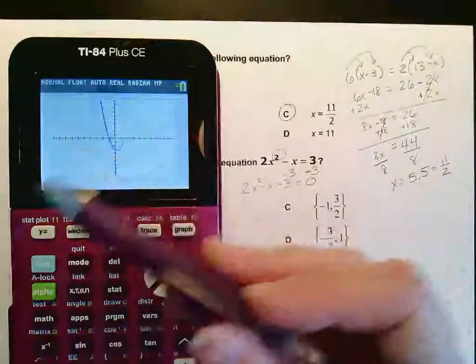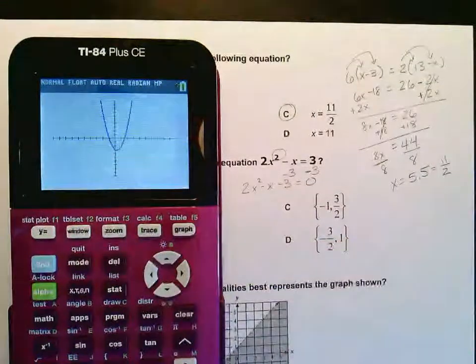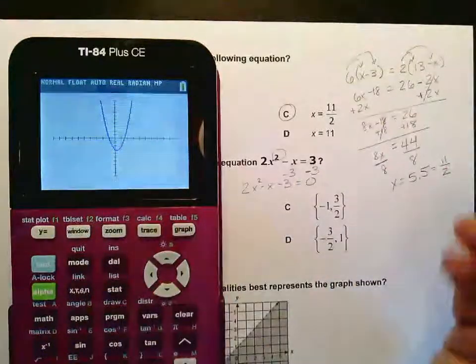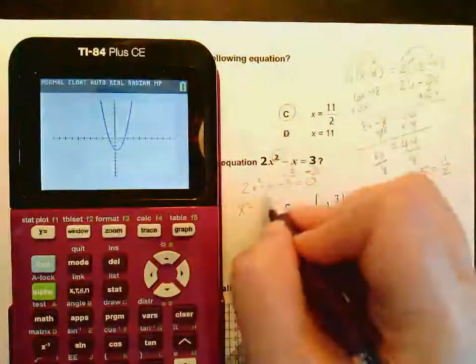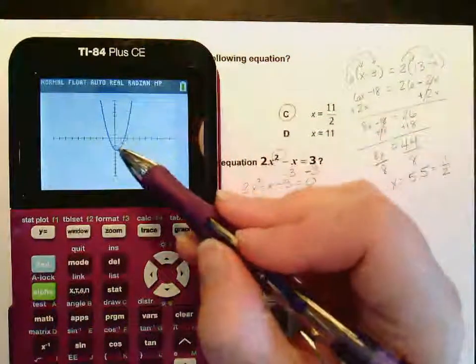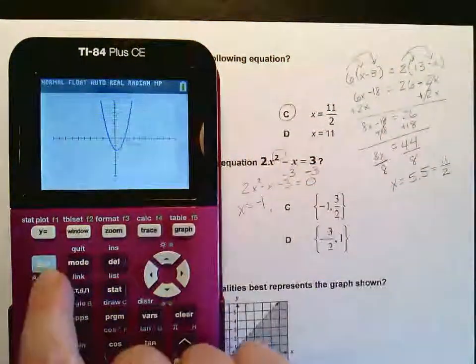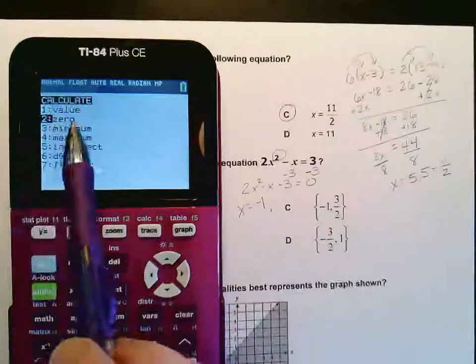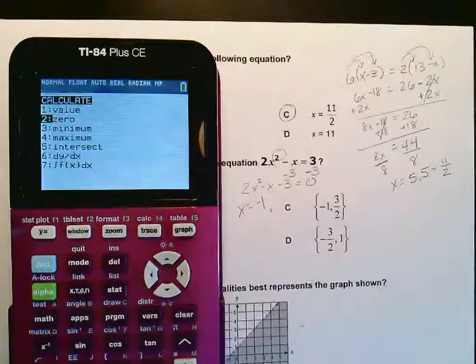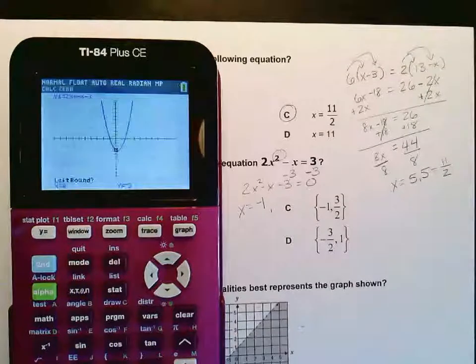If I didn't see my graph clearly, remember I would hit zoom 6 to get a nice square picture. And looking here, I can see that x equals, I can see that guy's at negative 1. But over here, it's between two numbers. So to do that, I'm going to hit second, trace, and I am finding a 0, right? That's the same word as root or solution, 0. I'm going to hit enter.